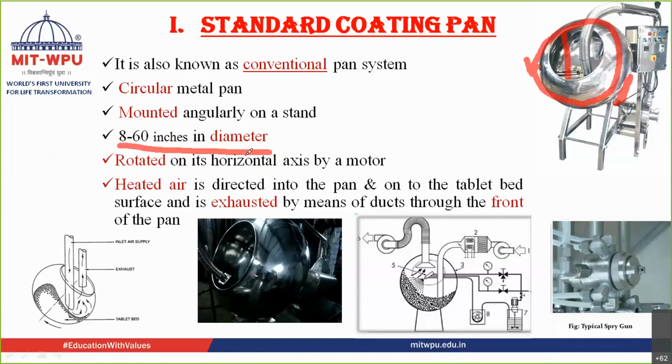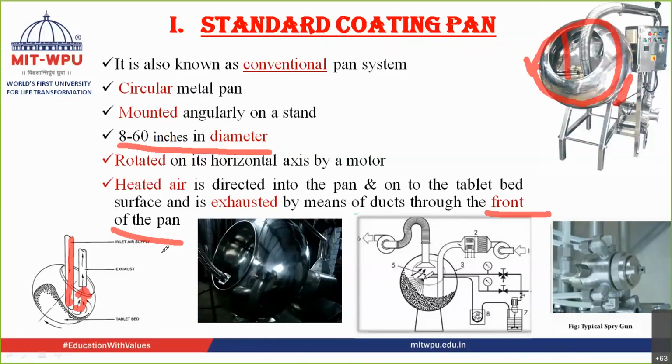As I told you, this circular pan is mounted onto the angular stand, and this stand and motor help it to rotate horizontally. You apply heated air. If you see over here, heated air is applied on the left hand side onto the bed of the tablets, and the exhaust is removed. Both these processes happen through the front of the pan.